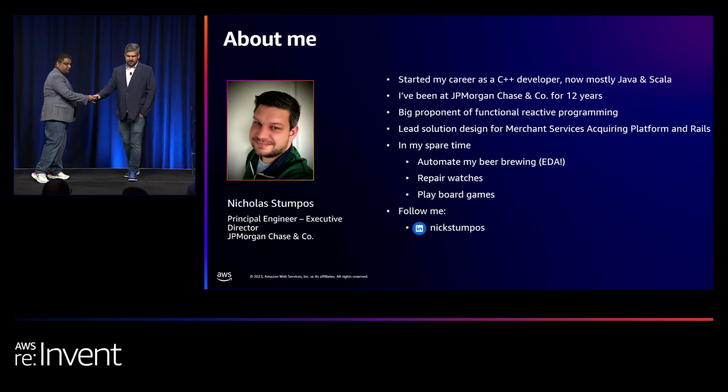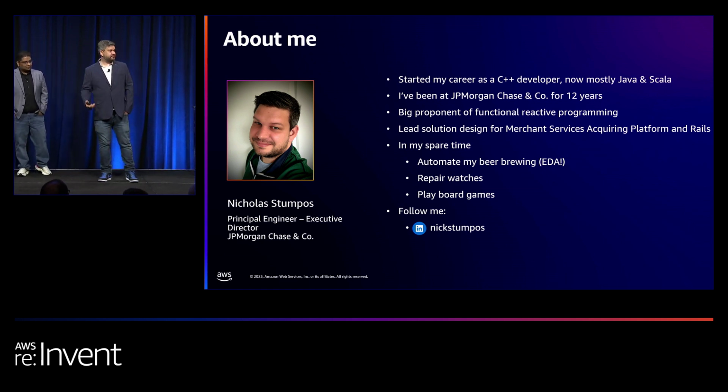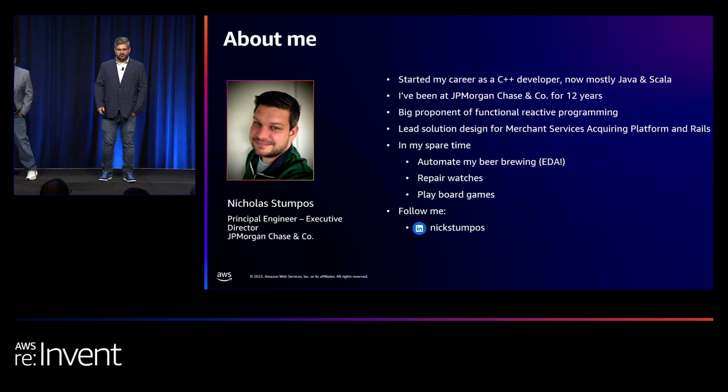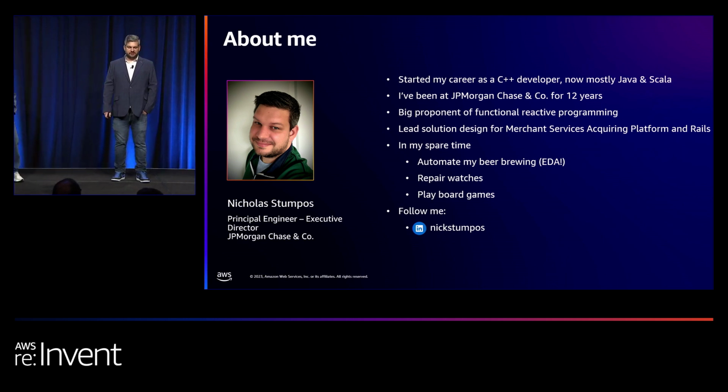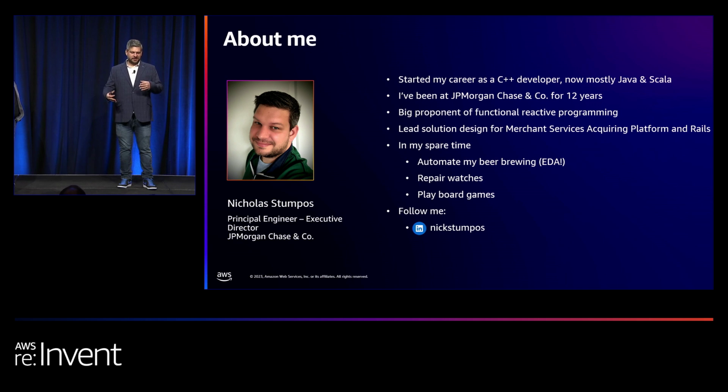Thanks. Yeah, so like you said, I'm Nick Stumpos. I have been at JP Morgan for a little over 12 years now. Started as a C developer, C++, Java, Scala, all that jazz, right? I do think a lot for work, right? So in my spare time, I like to work with my hands, brew beer, repair watches, play board games.